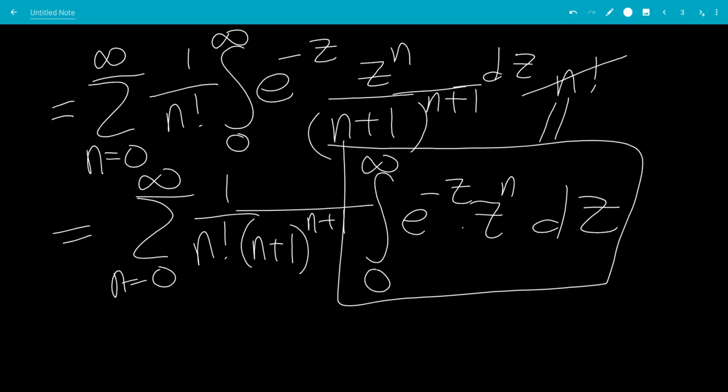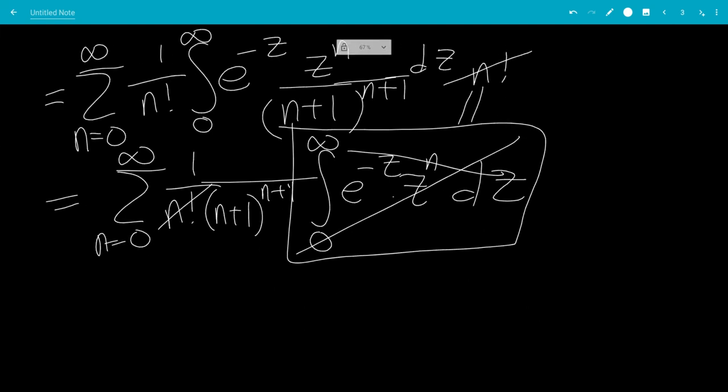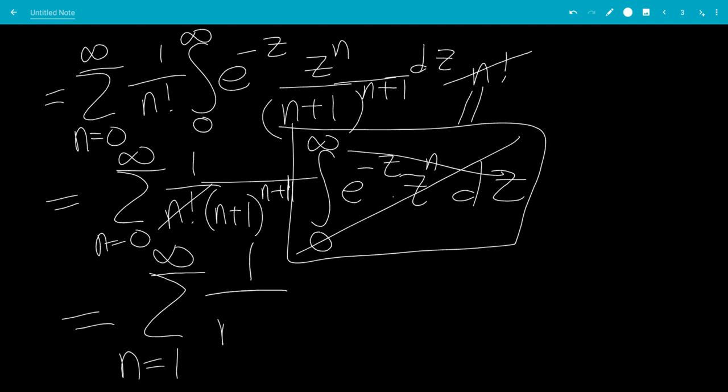So this n factorial and this n factorial will cancel, so all this will cancel, leaving us with, and then I'm going to move the n to be n plus 1, so this will be the sum from n equals 1 to infinity of 1 over n to the n. So this is the answer to the integral, and that's the end of the video.